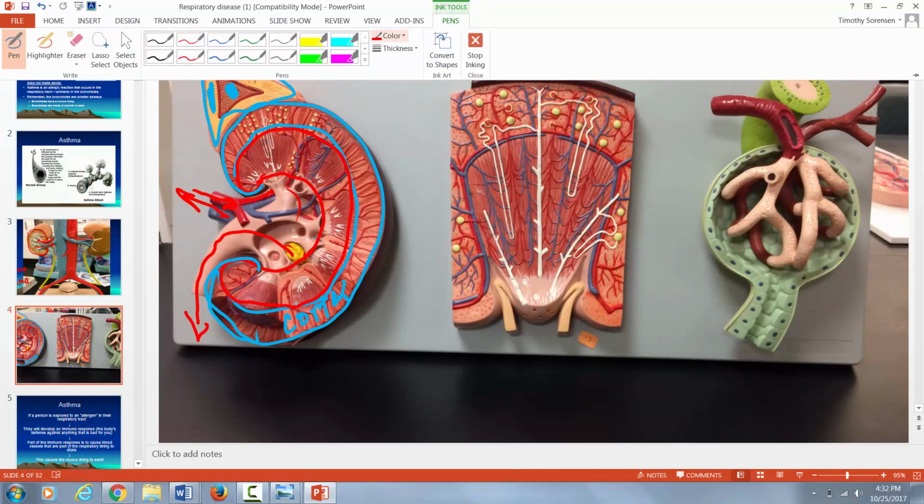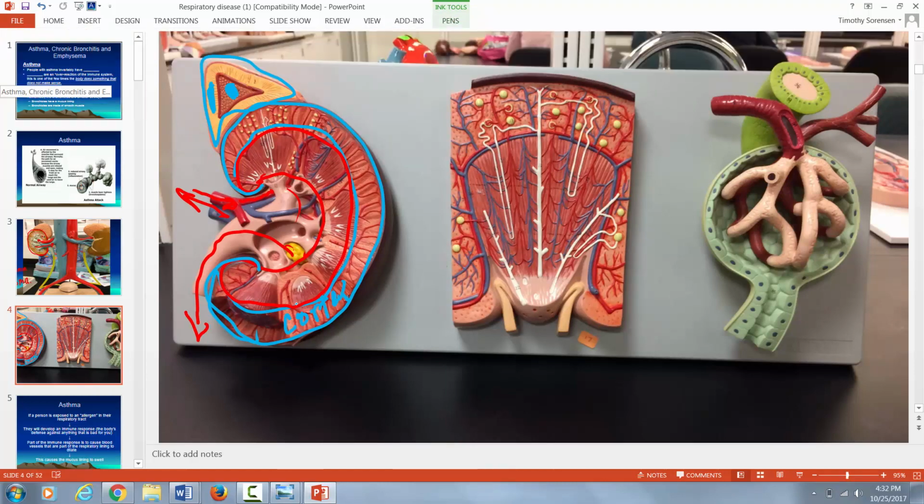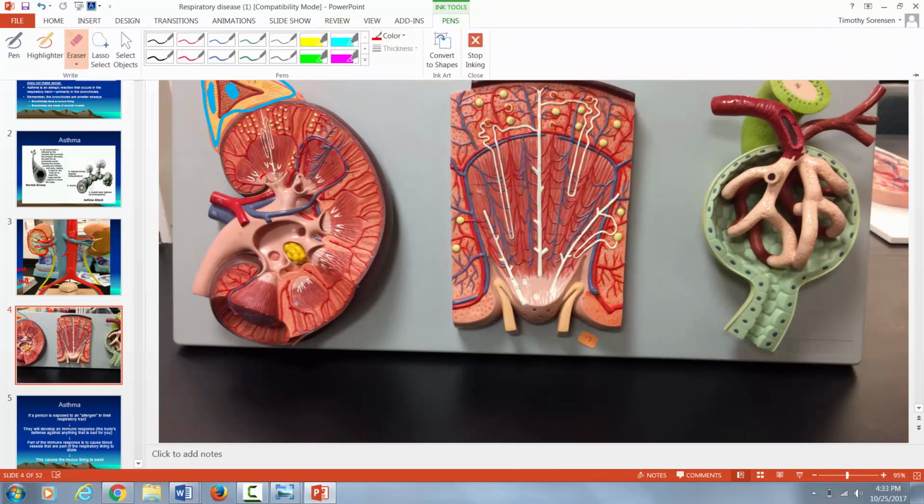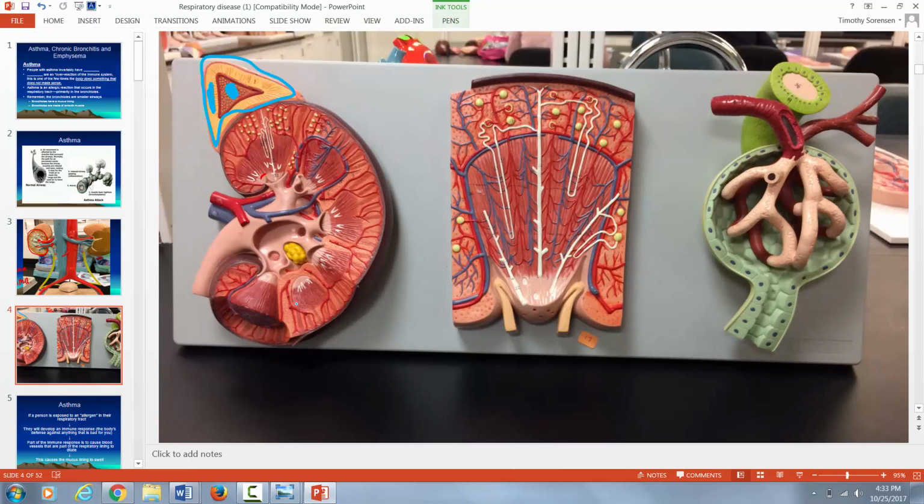Now, the most important aspect of the kidney is its functional unit. And the functional unit of the kidney is the nephron. The nephron is where the rubber meets the road. This is where the plasma of the blood is actually filtered.